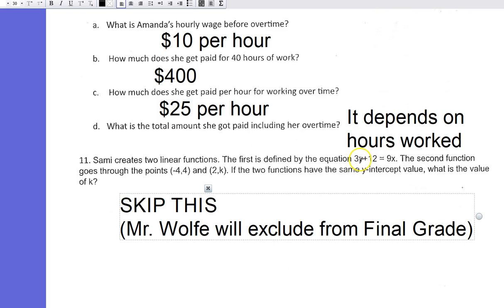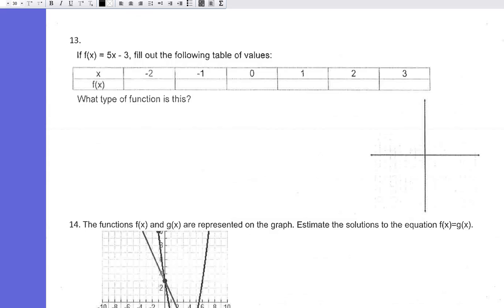Basically, you would have to take this equation, figure out what the slope is by solving it for y, and then use slope, figure out what the slope is for these two, and it's really pretty gross. Okay, next page.